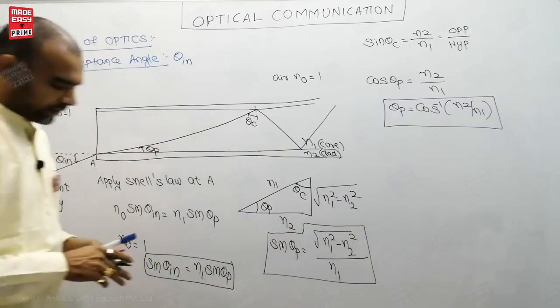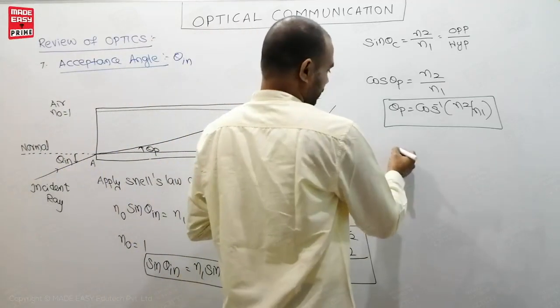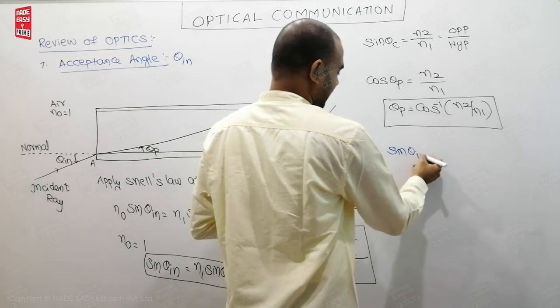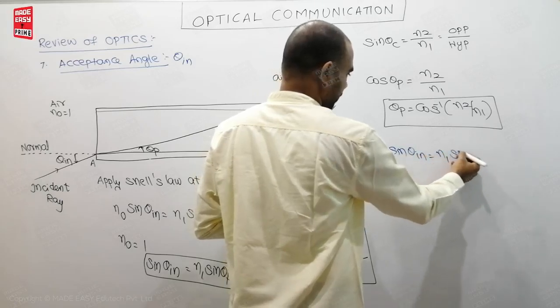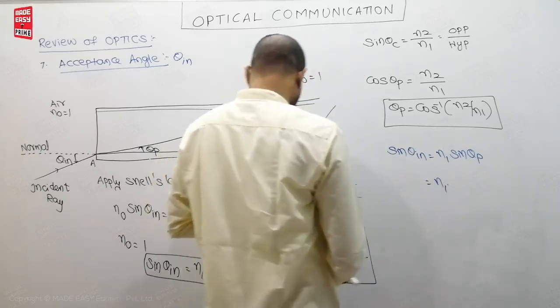Now put that into the sine theta in formula. See here, sine theta in is equal to n1 into sine theta p.